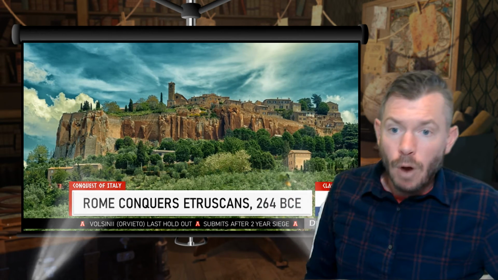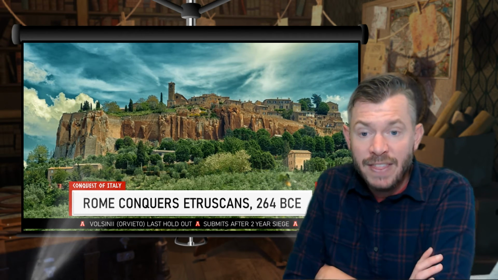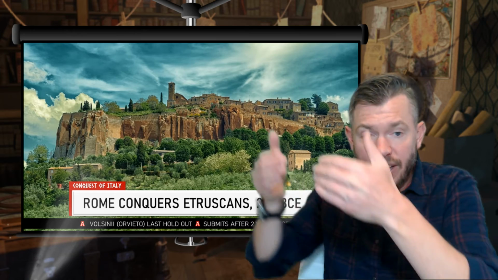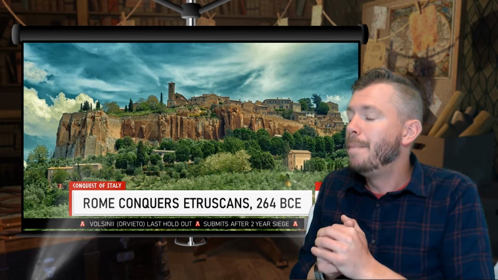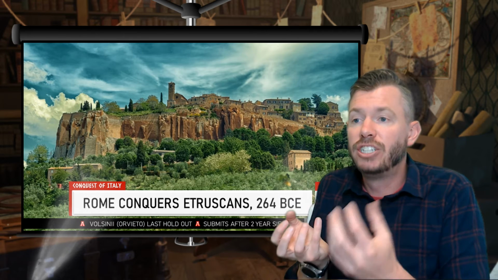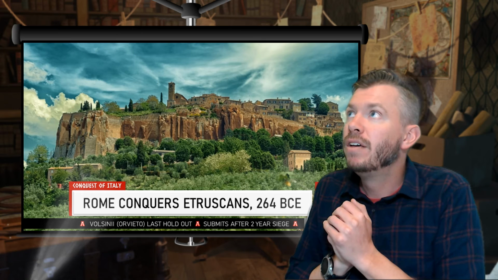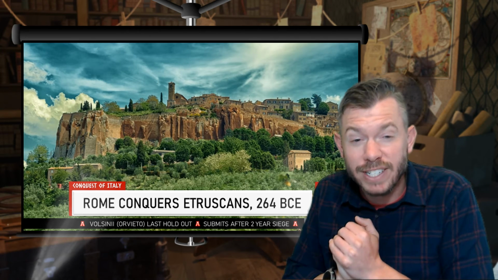Now, the Romans get there and they start attacking the city. They besiege the city and they just can't get in, right? The cliffs are too sheer. And then what they do instead is surround the city and essentially try to basically starve the Etruscans out of there.